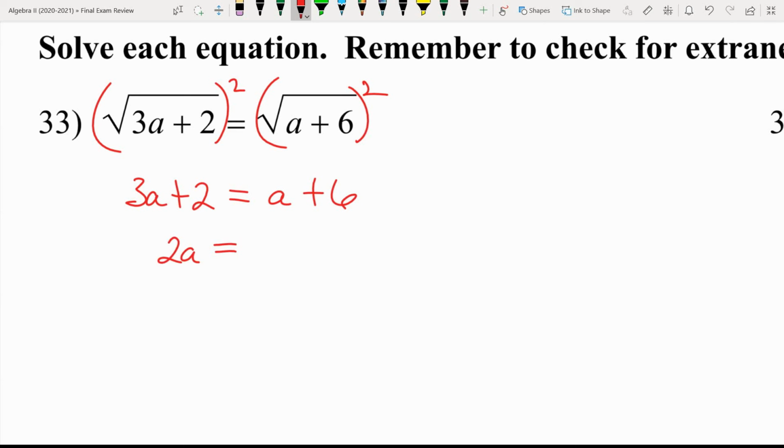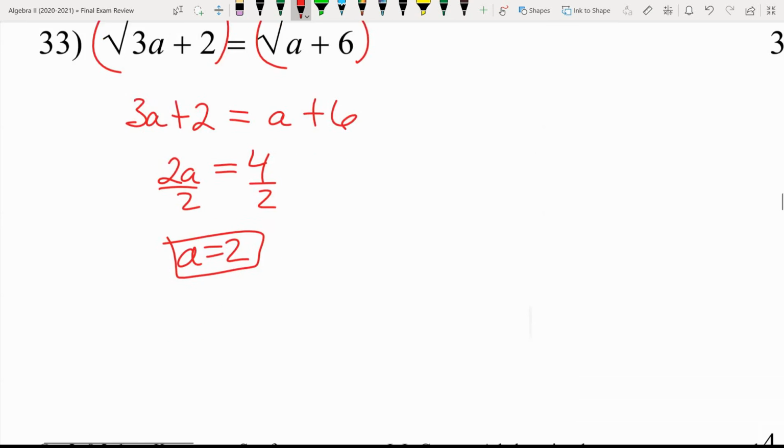Bring my a's to the left, it's 2a. Bring my numbers to the right, that's 4. Divide both sides by 2, and a is equal to 2. It's not a bad idea to plug these back in and check them, and always into the original. In this case, it works. You get square root of 8 and square root of 8.